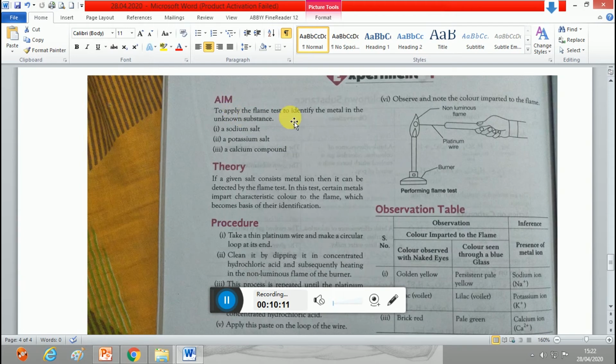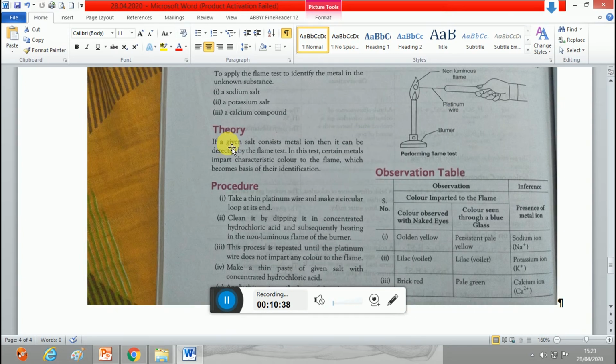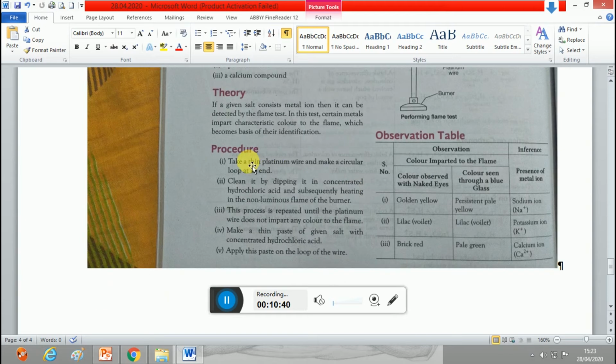Aim: to apply the flame test to identify the metal in an unknown salt, but initially we will start with the known salts: a sodium salt, a potassium salt, a calcium compound. These are already in your syllabus. Apparatus: the Bunsen burner and platinum wire. Look at this non-luminous flame; they have clearly mentioned non-luminous flame. Then the theory, and you have to write the procedure: clean the platinum wire by dipping it in concentrated hydrochloric acid, then use the non-luminous flame. You have to prepare an observation table.